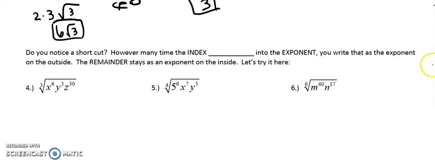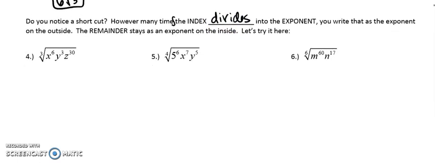All right? So on this next part, the shortcut: how many times the index divides into the exponent, you write that as the exponent on the outside, and the remainder stays as an exponent on the inside. So looking at this, 3 goes into 6 how many times? Twice, with how many left over? None. So I'm not writing any x's left inside. And notice that I am writing my 3 on my root. You have to write that or it's going to be wrong.